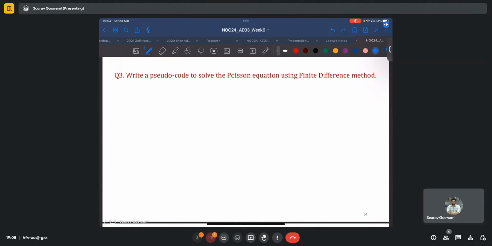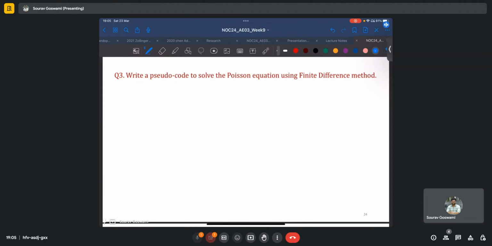To implement this in code, I'll also supply the pseudocode for a Poisson equation which uses a finite difference method. This is a really involved code. Again, I borrowed it from reputable sources. I have checked it, it worked for me. So just implement it and let me know in case you run into any errors.